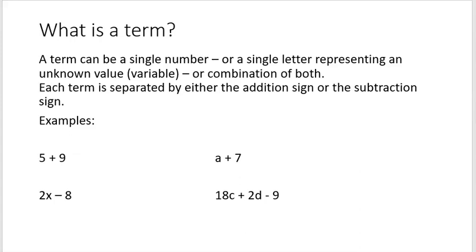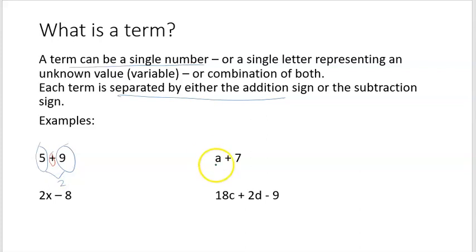So a term can be a single number or a single letter representing an unknown value or a combination of both. Each term is separated by either the addition sign or the subtraction sign. If we look at the examples, there's an addition sign in the first example. It's separating 5 and 9. A term can be a single number, so 5 is a term and 9 is a term. So in 5 plus 9, there are two terms.